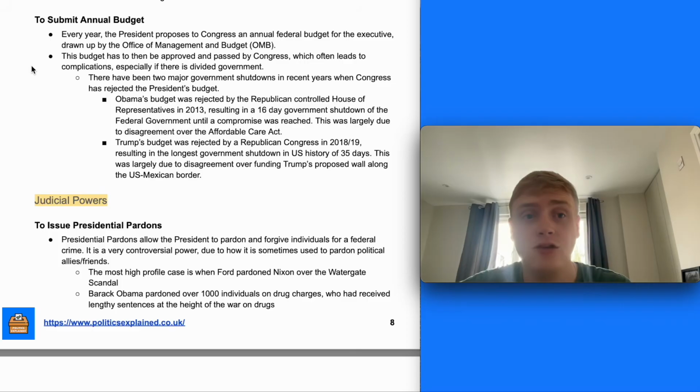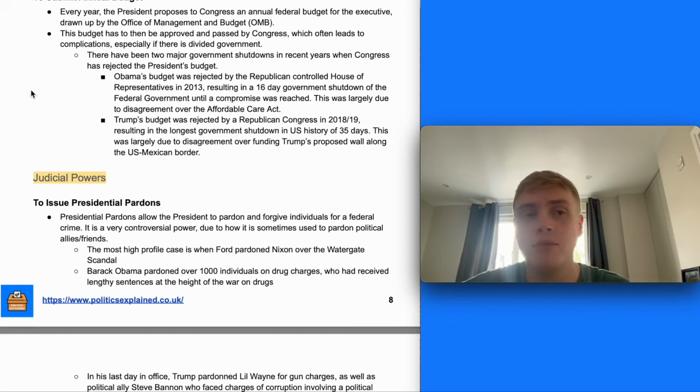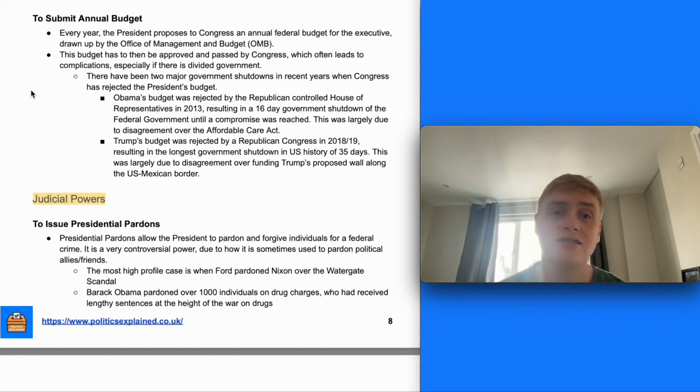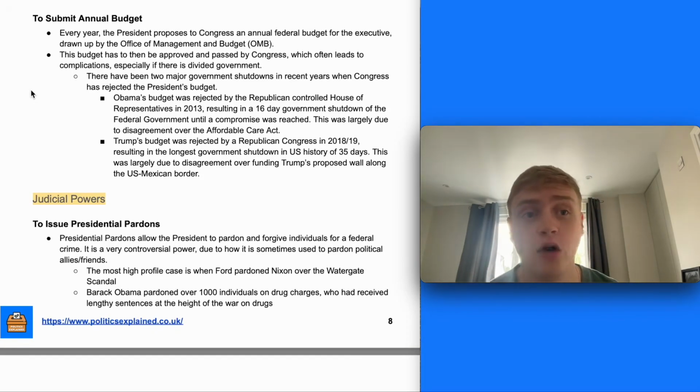The final key legislative power that's written down in the Constitution is the president's power to submit an annual budget. Every year, the president proposes to Congress an annual federal budget for the executive, drawn up by the Office of Management and Budget. This then has to be approved by Congress, which often leads to complications, especially if there's divided government.